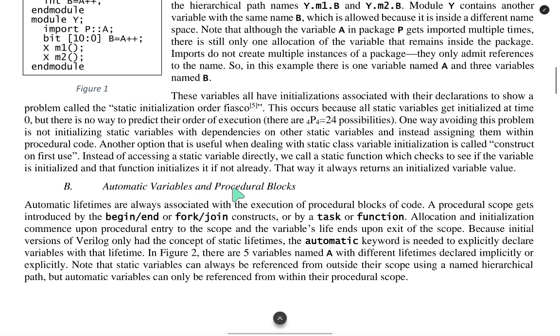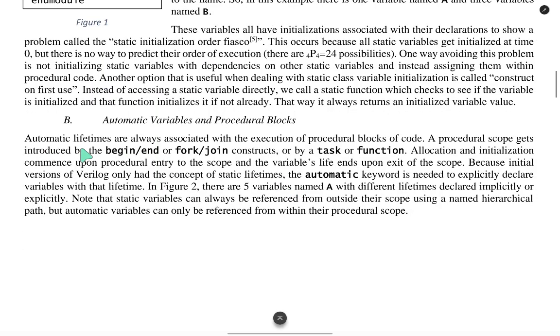B. Automatic variables and procedural blocks. Automatic lifetimes are always associated with the execution of procedural blocks of code. A procedural scope gets introduced by the begin or fork join construct or by a task or function. Allocation and initialization commence upon procedural entry to the scope and the variable life ends upon exit of that scope. Because the initial version of Verilog only had the concept of a static lifetime, the automatic keyword is needed to explicitly declare variables with that lifetime.